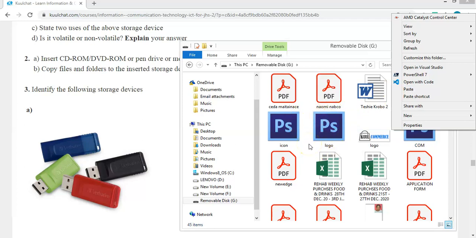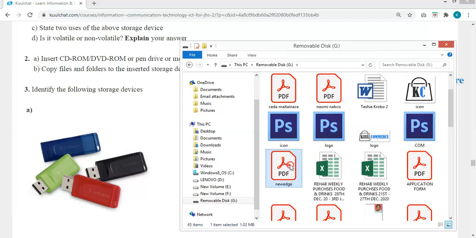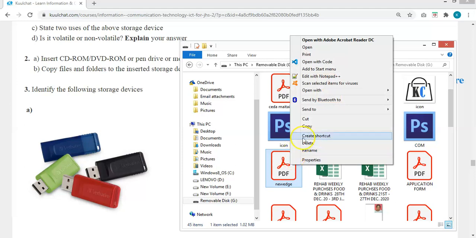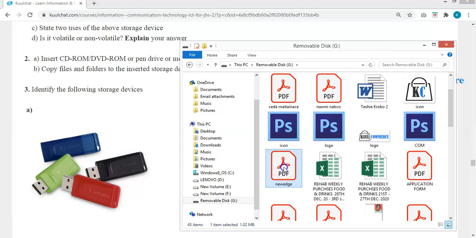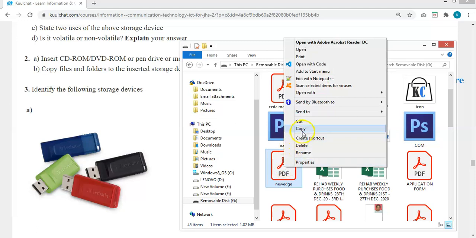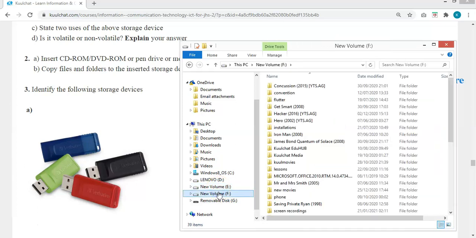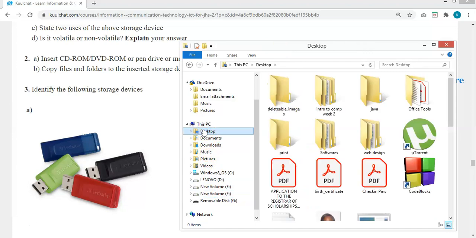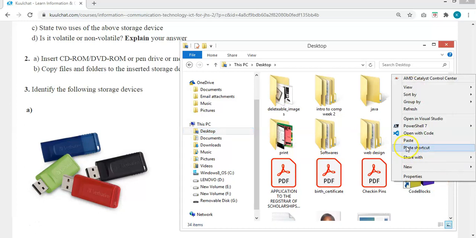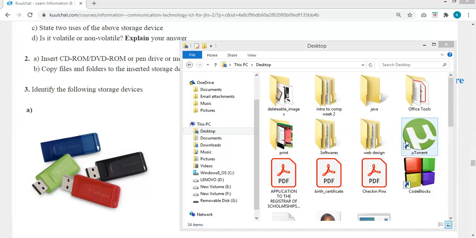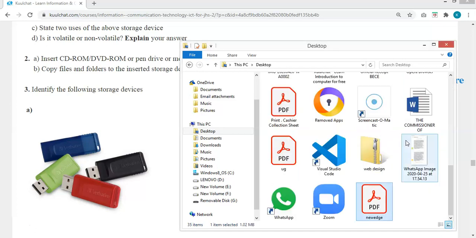If I want to copy this file from here, which is the storage device, I'll just right click. I select the file by clicking on it, and I click on copy. Then I can go to wherever I want to paste it. If I want to paste it on desktop, I can go to desktop, then I just right click on any space and click on paste. Once I paste, it will be pasted to desktop. As you can see, it's on desktop now.